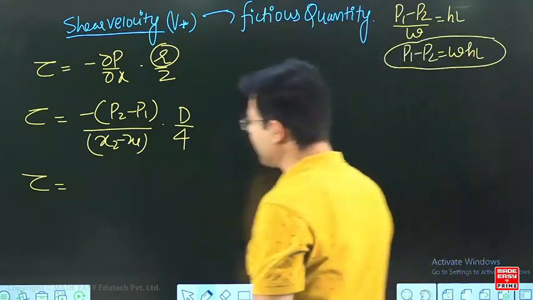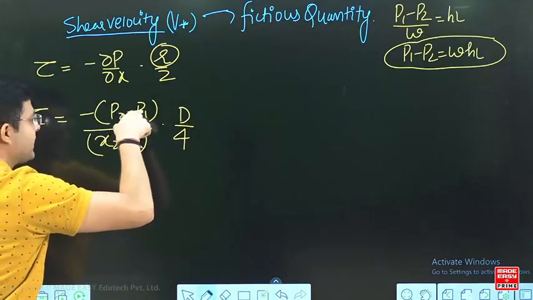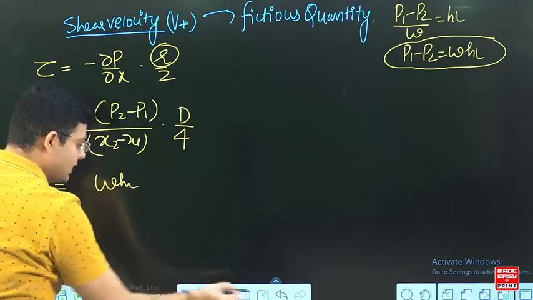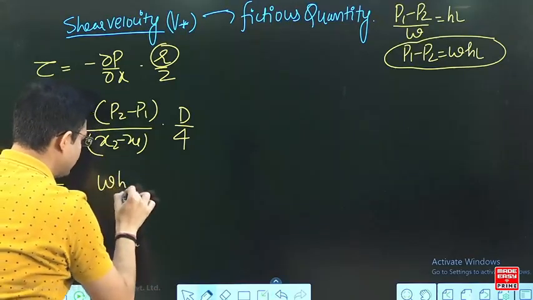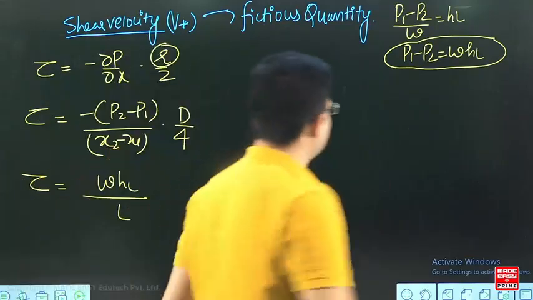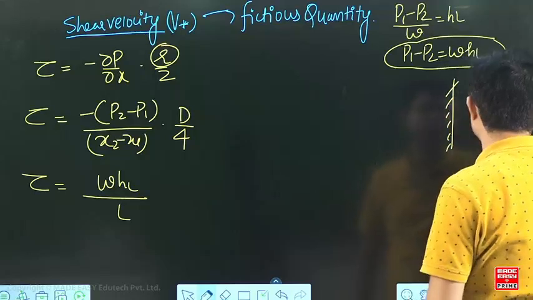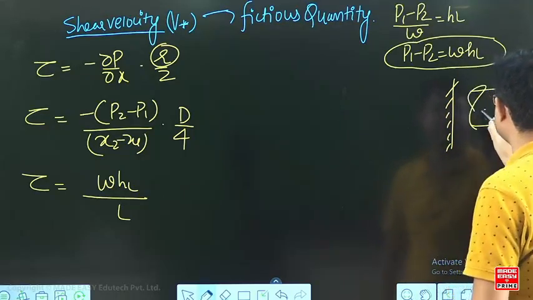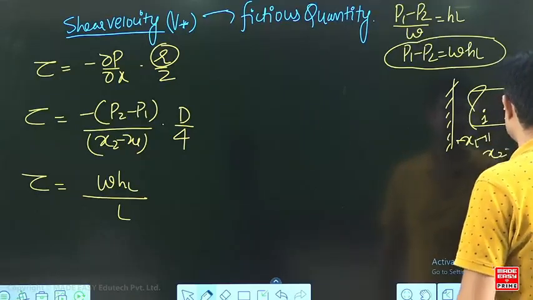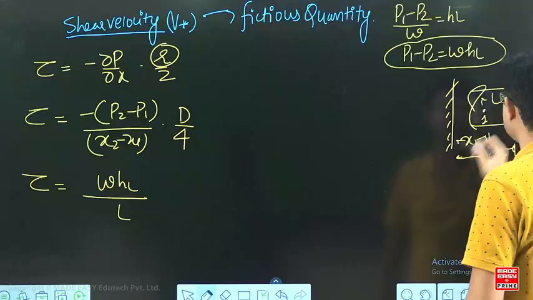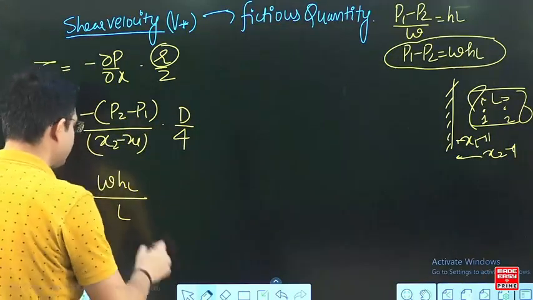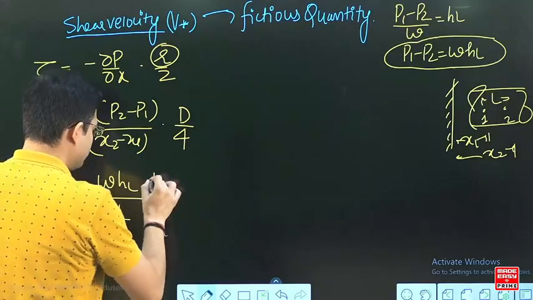Do you remember all this stuff I have already taught? So when you bring the minus sign inside, it will become P1 minus P2, and P1 minus P2 is equal to W into head loss, divided by X2 minus X1, which is L. If you remember the last derivation of laminar flow through pipe, we took a pipe something like this. This was point 1, this was point 2. The distance from here was x1, the distance from here was x2, and the distance between these 2 points was L. I am using the same diagram. So x2 minus x1 can be written as L, and this will be 4L multiplied by D.